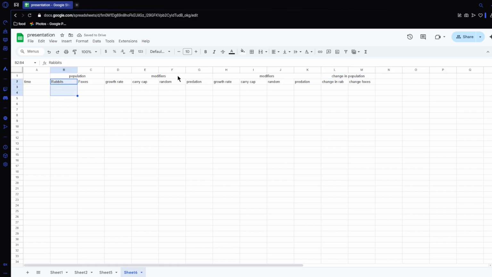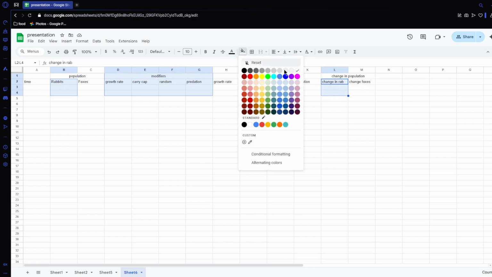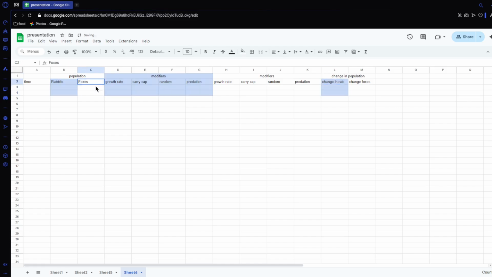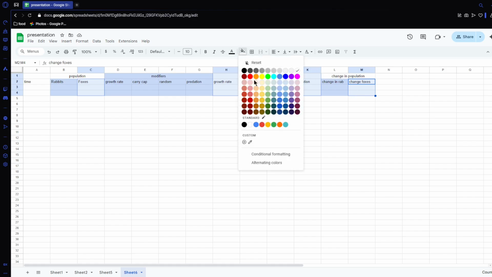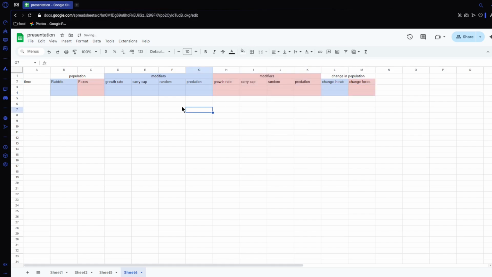So let's take all of our rabbit ideas and color them blue. Let's take all of our fox ideas and color them red. Now it's far easier to follow what's going on. We have blue rabbits and we have red foxes.